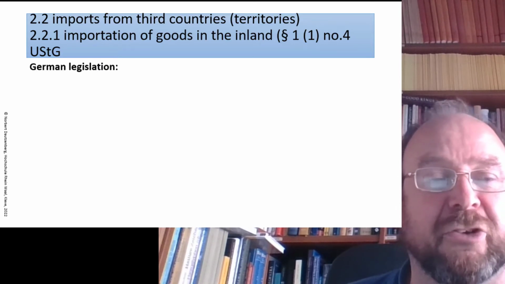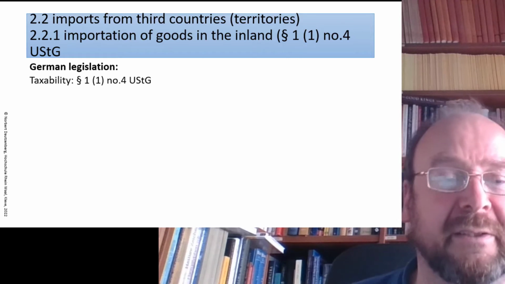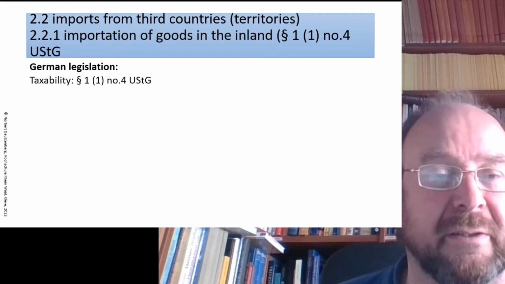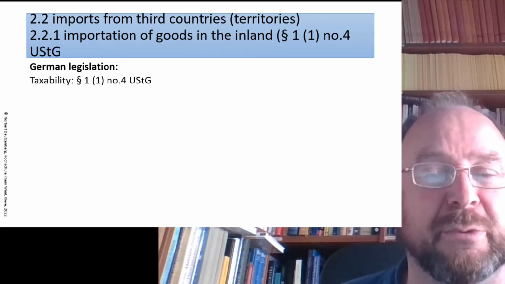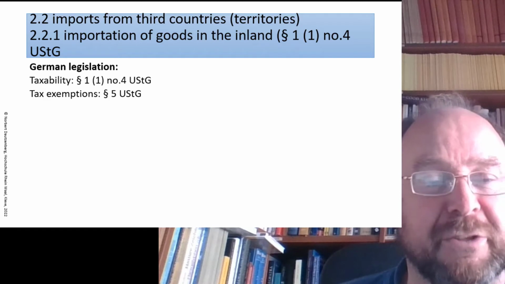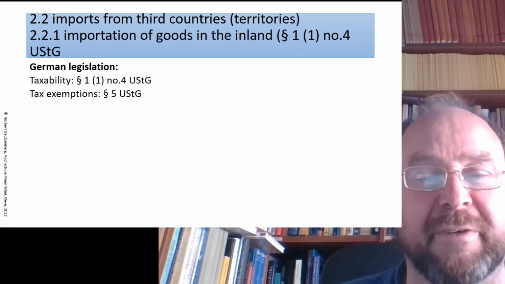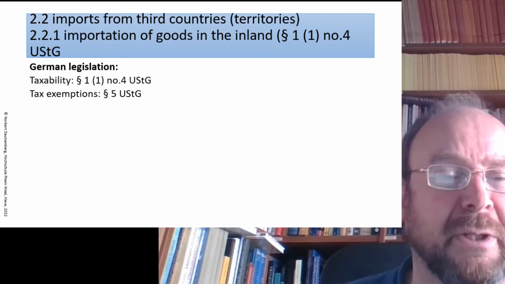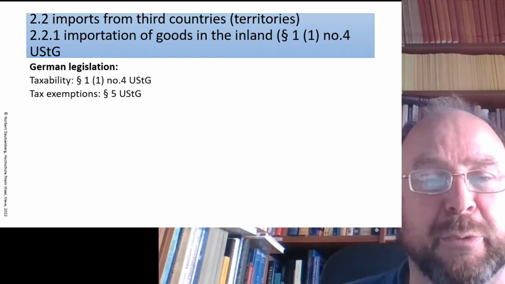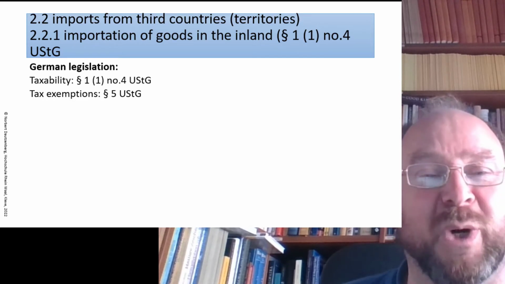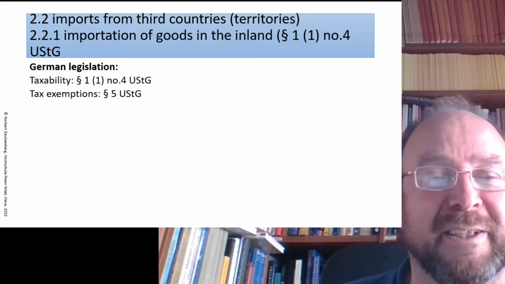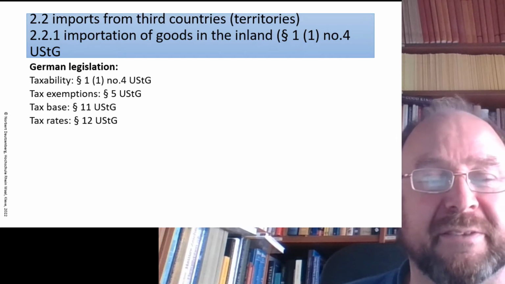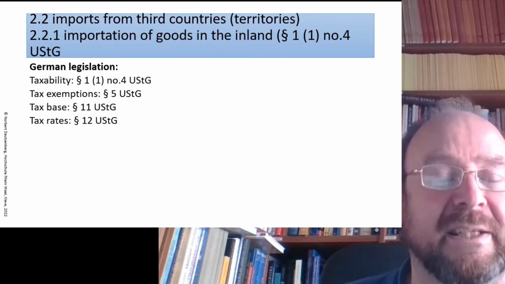that can be found in German law in paragraph 1, subsection 1, number 4 of the German Umsatzsteuergesetz, the UStG. Tax exemptions will be defined in paragraph 5 UStG, which are relatively rare and not of much interest if you are not a haulier or someone working in a similar part of the economy. Tax base would be paragraph 11. The tax rates are the usual ones, and that's it.